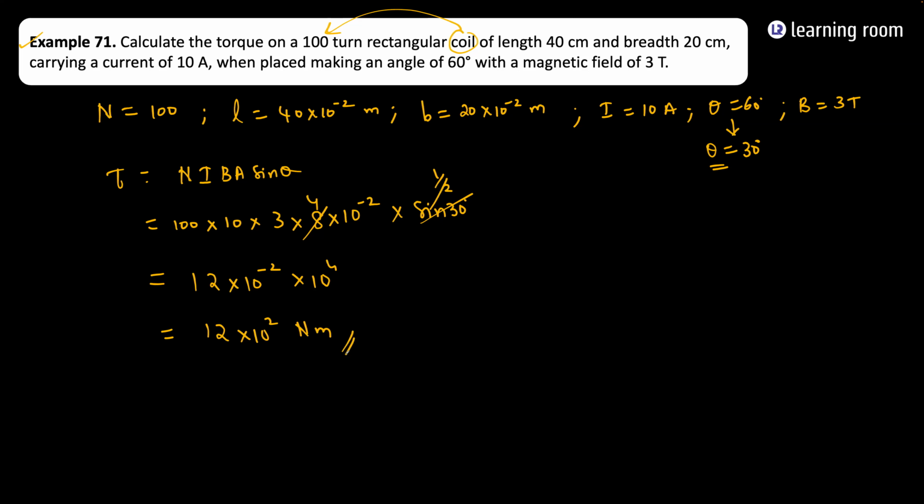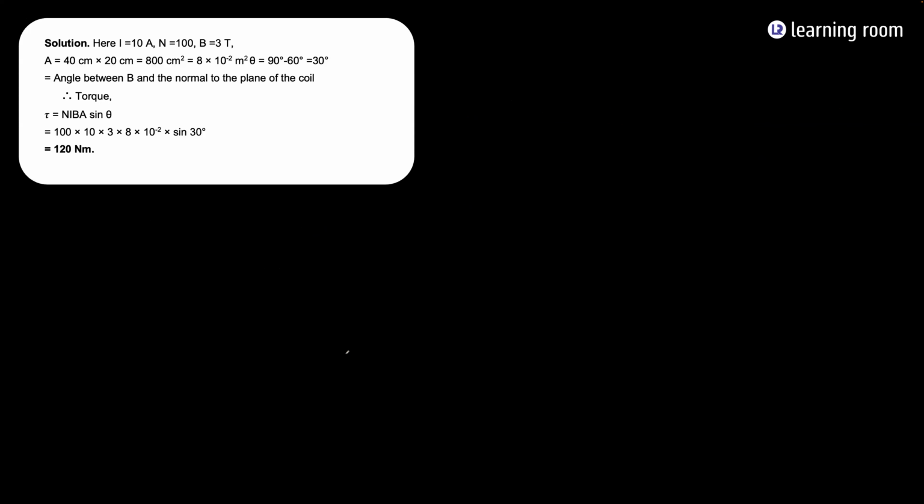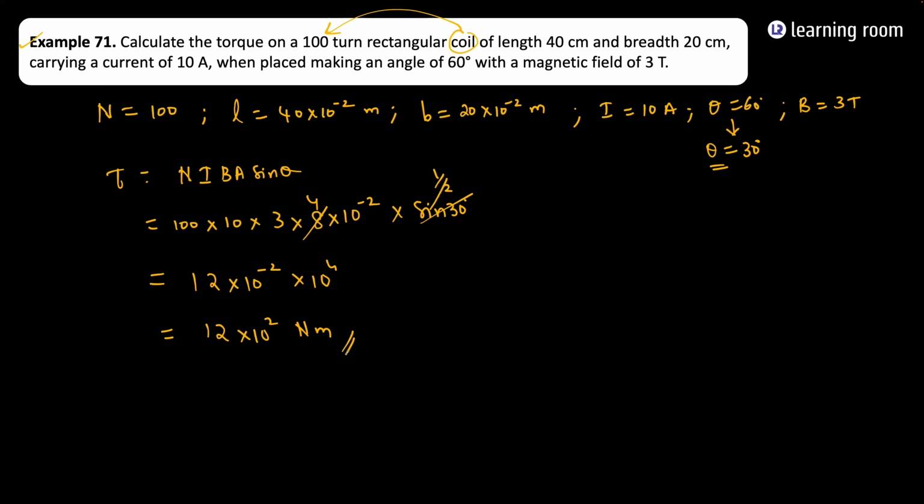Is the point clear here? Okay. Then, did I make any calculation mistake? I saw 120 is the answer. Did I miss anything? One minute. Okay, correction. So this is 12 into, the 100 and 10 power minus 2 get cancelled. So 12 into 10, which is going to be 120 Newton meter. So this will be the answer. It's not 1200, it is 120 Newton meter.